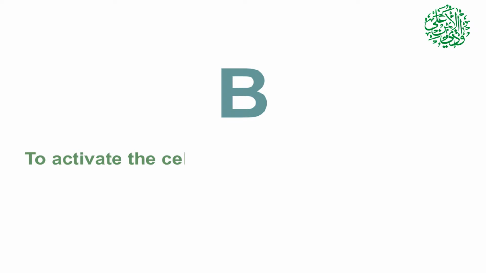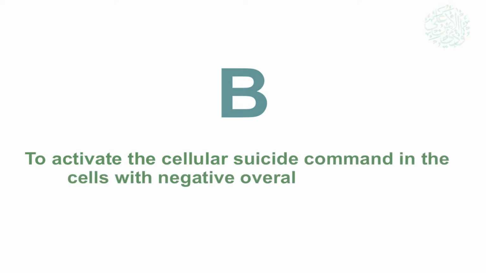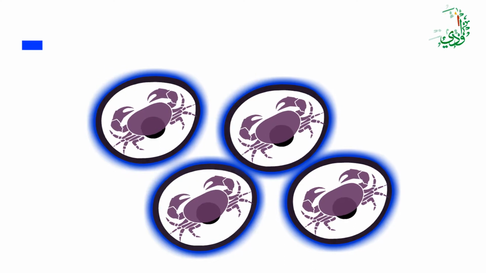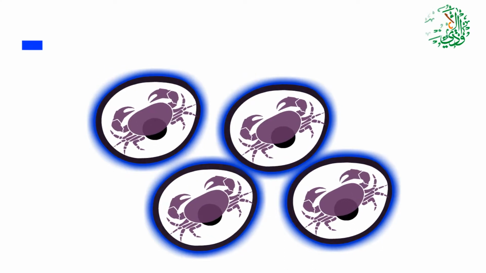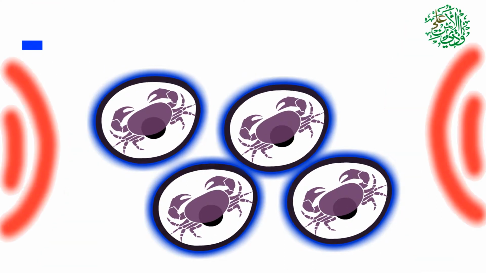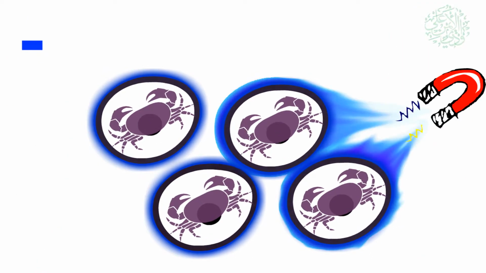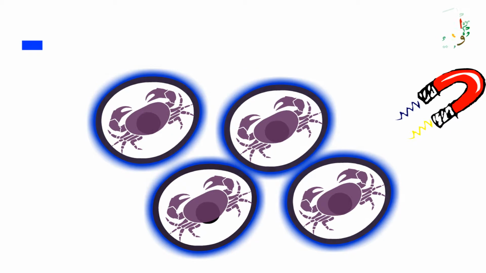B. To activate the cellular suicide command in the cells with an overall negative charge, it also acts in two forms. 1. Increasing the positive bioelectromagnetic charge. 2. Absorbing the negative bioelectromagnetic charge.